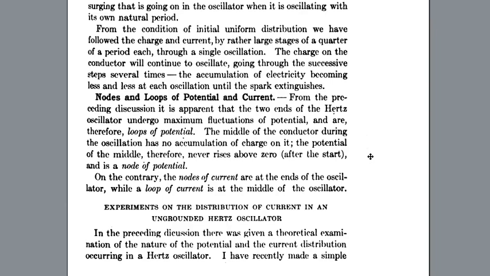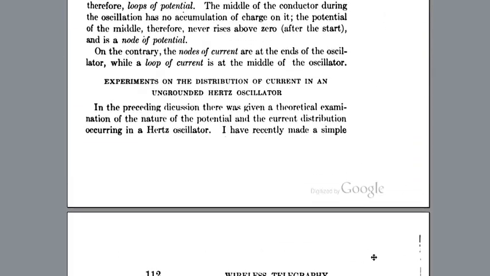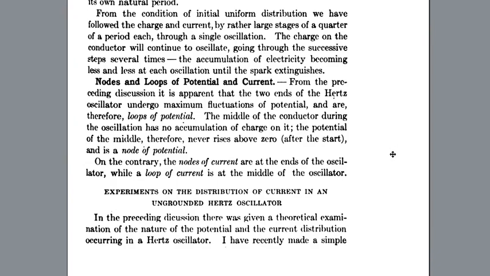Nodes and loops of potential and current. From the preceding discussion, it is apparent that the two ends of the Hertz oscillator undergo maximum fluctuations of potential and are therefore loops of potential. The middle of the conductor during the oscillation has no accumulation of charge on it. The potential is therefore fixed and therefore is a node of potential. On the other hand, the two ends of the conductor are nodes of current because no current flows through them, while the middle of the conductor is a loop of current because the current there has its maximum value.